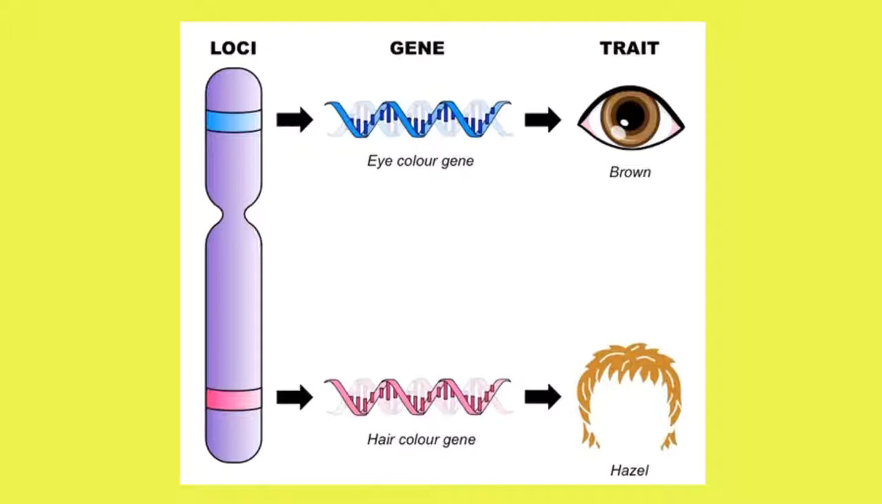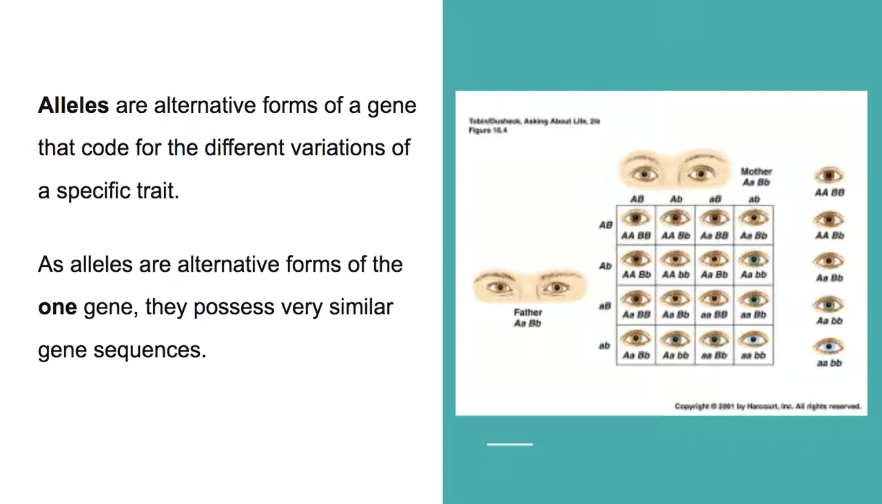So this is a visual image of that. So you can see that the gene is on the chromosome, and that is known as a locus, and that codes for specific traits such as blue eyes or brown hair or something like that.